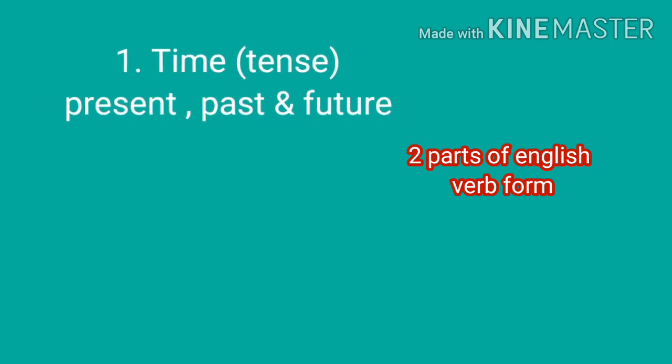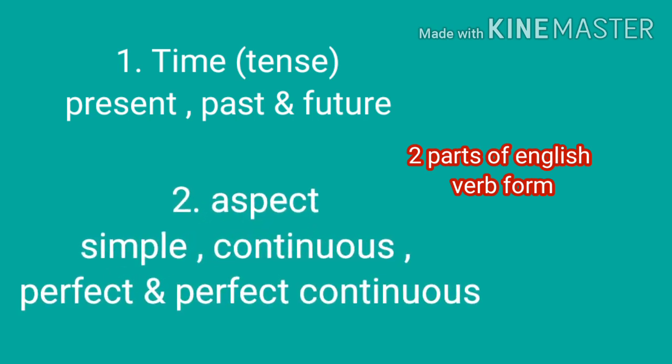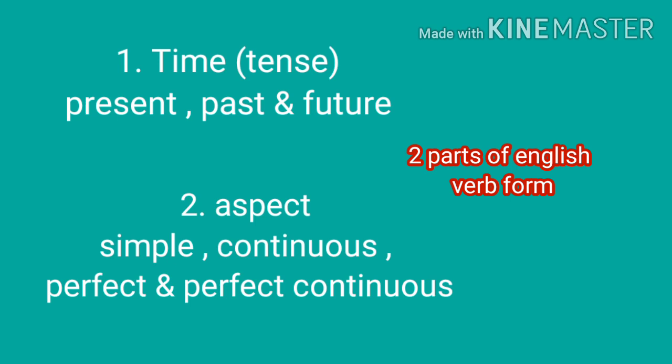One thing I would like to remind you is that every verb form in English has two parts. The first part is time, which means present, past, and future. And the second part is the aspect, which are simple, continuous, perfect, and perfect continuous.